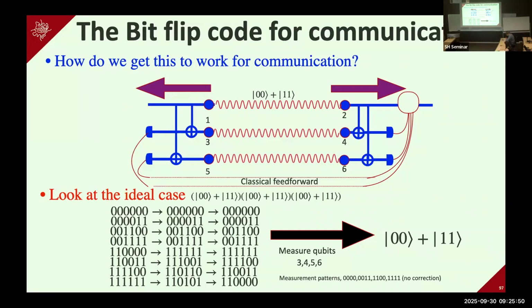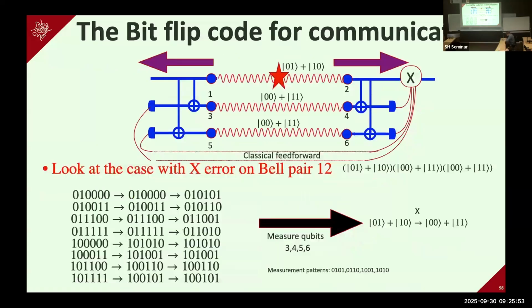Now, what happens when we have an error? And I decided this time to be nasty to myself. I put the error on the first qubit. We can go through the same process, but now writing the 8 potential states out here. I can come through the CNOT gates and the CNOT gates to end up here. But then I measure qubits 3, 4, 5, and 6. So I measure this, this, this, and this.